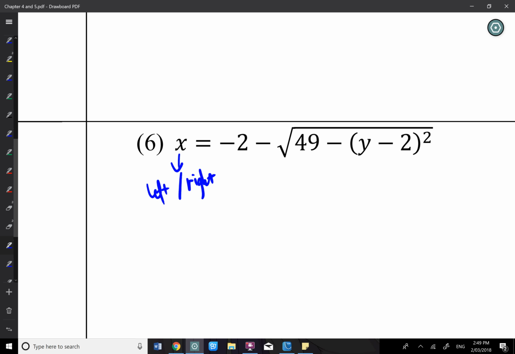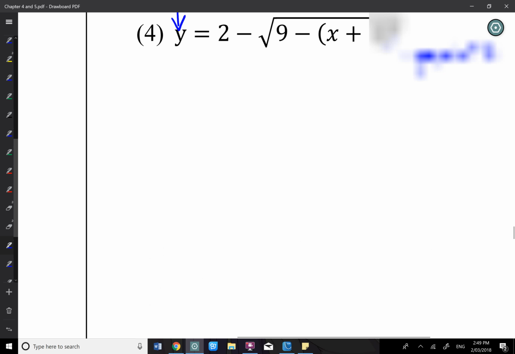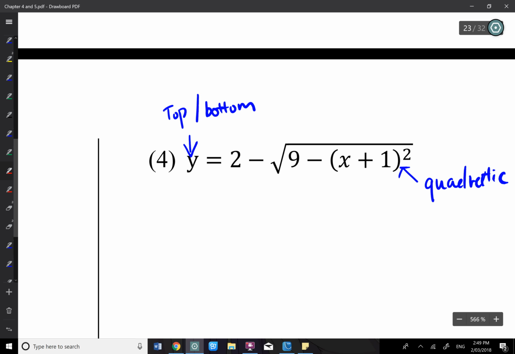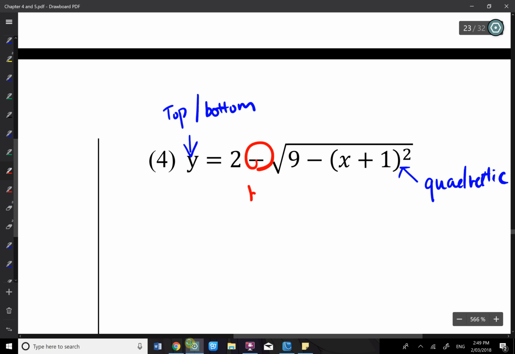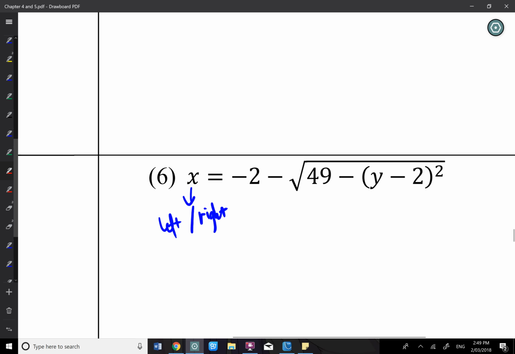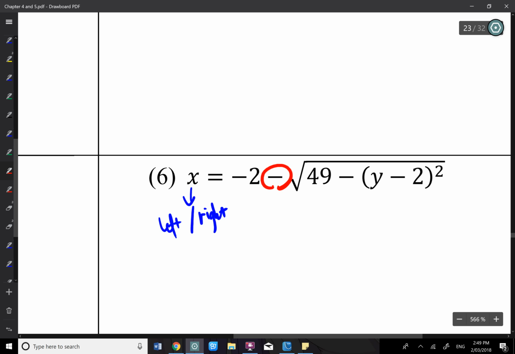And then the next thing you look at is the sign in front of the square root. So if you have a negative sign, that means a bottom. If you have a plus here, that means the top. Similarly, if we have negative in front of the square root, that means a left. If you have positive, that's a right. Okay, left is this half and right is this half.